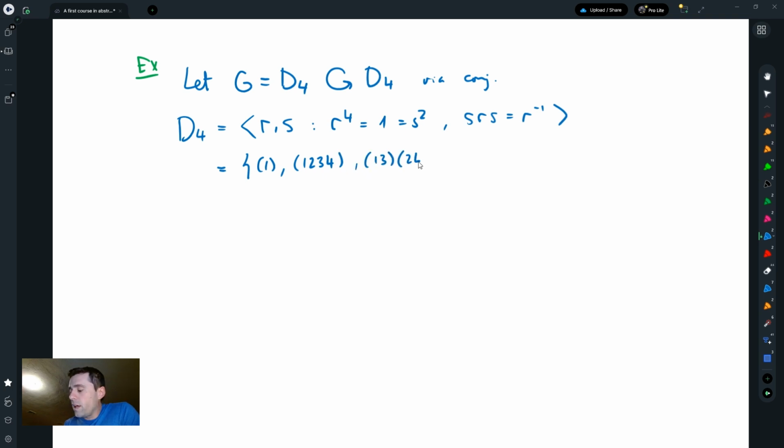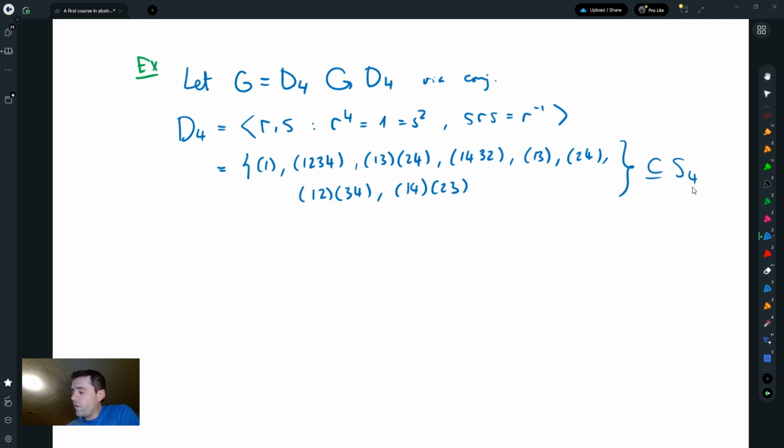So it is given by these permutations of the vertices: (1 2 3 4), (1 4 3 2), (1 3)(2 4), and (1 2)(3 4), and (1 4)(2 3). This is D4 as a subgroup of S4. Okay, so what is the center of D4? In D4, there are two elements in the center. There is 1, but also r squared is an element that is in the center.